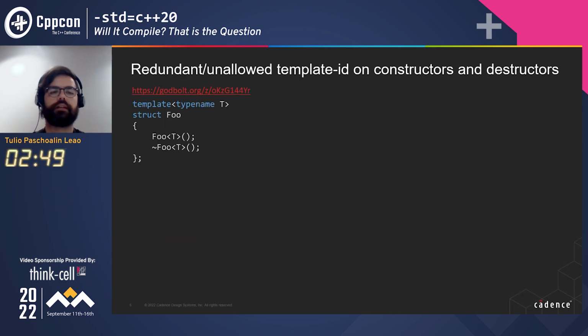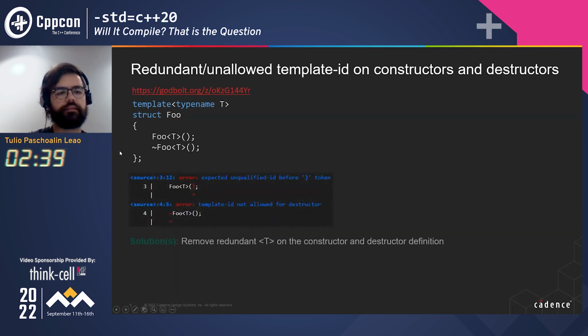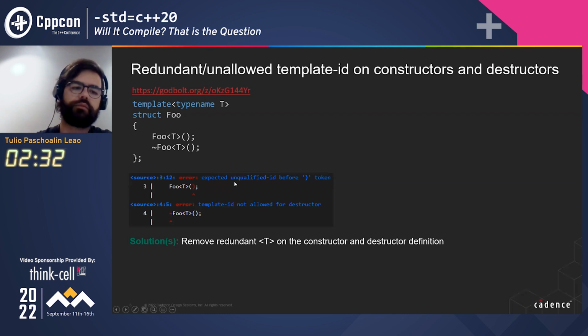Then we have this redundant unallowed template ID. I think this one is interesting because though it was kind of valid code, it stopped being valid. And you just have to remove this angle brackets T to fix. But the error is not as straightforward as you would think. So if you see one of these types of errors when upgrading, know that it's just removing the angle brackets T here before the definition of the constructor or the destructor.